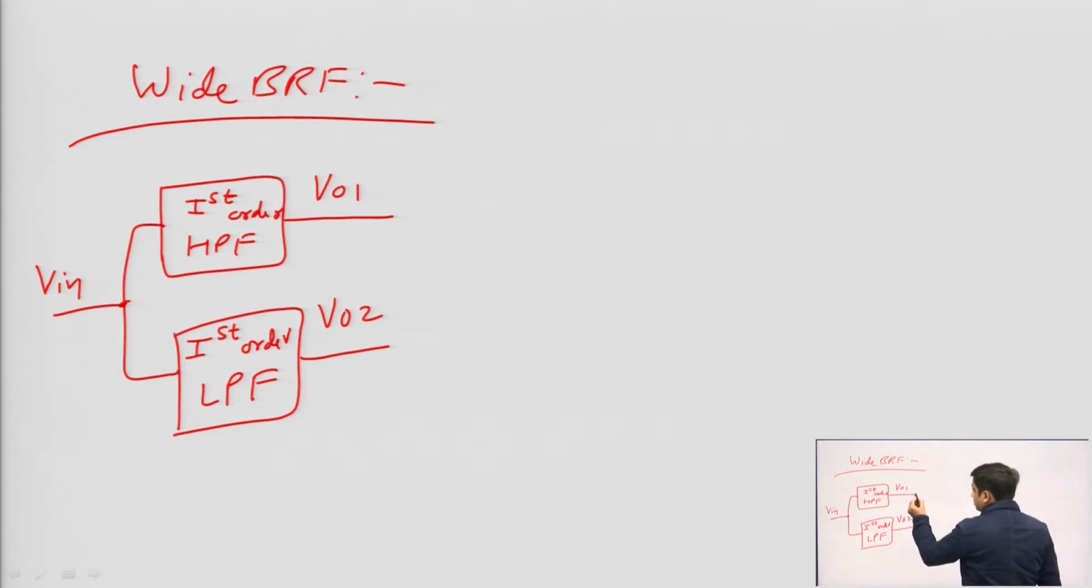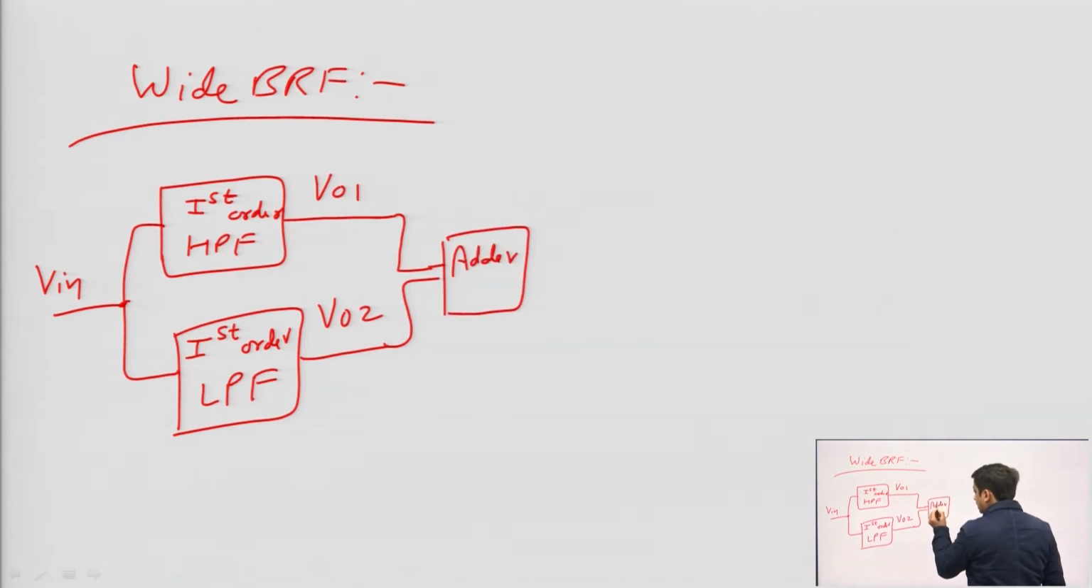Then we add this VO1 and VO2 with the help of an adder circuit, and finally we get the output V naught. And when we draw the graph of V naught upon Vin for this particular configuration, then we get the frequency response of the wide band reject filter.